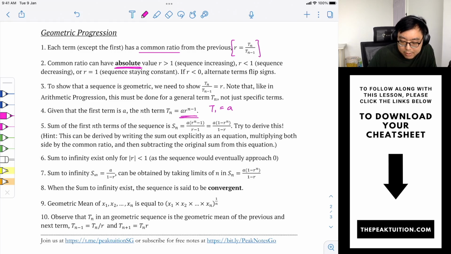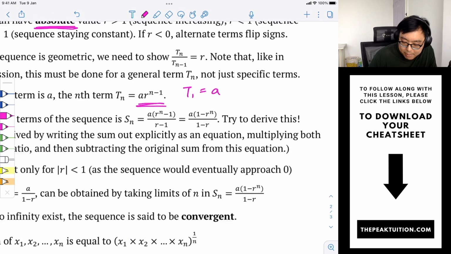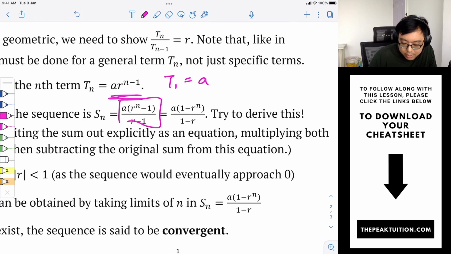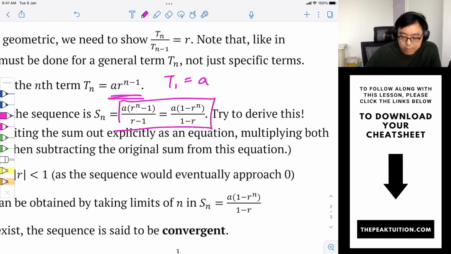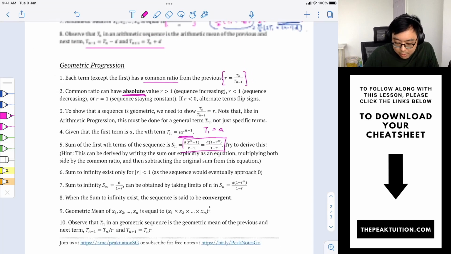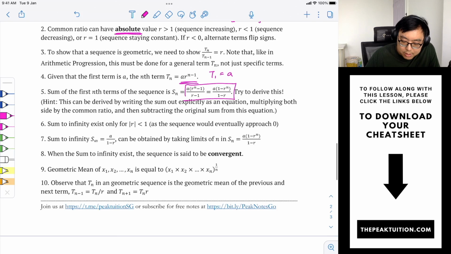So the sum of the first n terms of the sequence is given by these two expressions. The only difference between the two of them is that you multiply by minus 1 on top and below, in the numerator and denominator of the fraction. You should try and derive this. You can write the sum out explicitly as an equation, then multiply both sides by the common ratio and subtract the original sum from the equation. This is a very good hint. Just try it. It helps with practicing your algebraic manipulation.